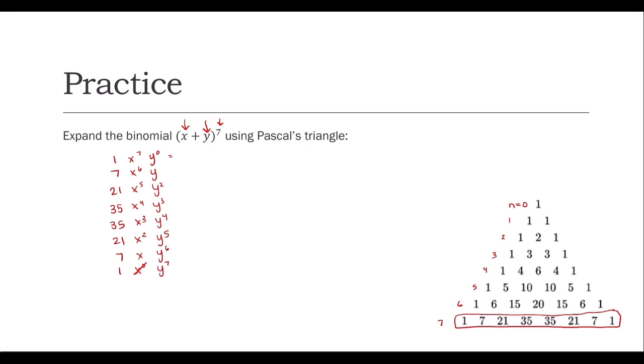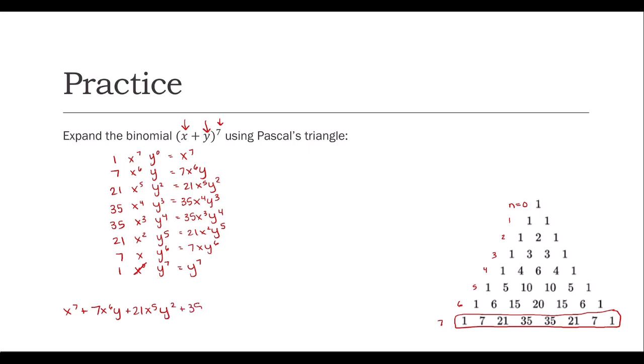So this is x to the 7th, 7x to the 6th y, 21x to the 5th y squared, 35x to the fourth y cubed, 35x cubed y to the fourth, 21x squared y to the fifth, 7x y to the sixth, and then just y to the seventh, which then you would write out like this, which just takes a while to write.